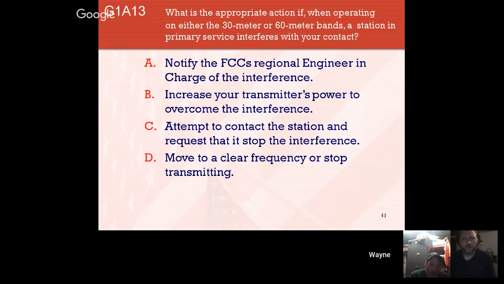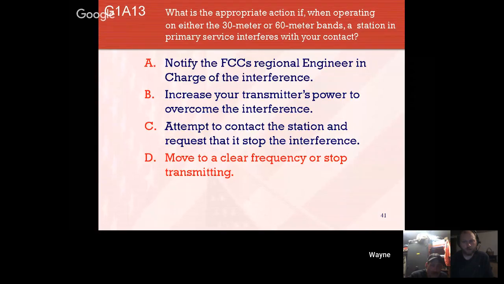What is the appropriate action if, when operating on either the 30 or 60-meter bands, a station in the primary service interferes with your contact? Well, remember who actually has the priority authorization to use those frequencies. So we have no other recourse but to either stop transmitting or move to another frequency.